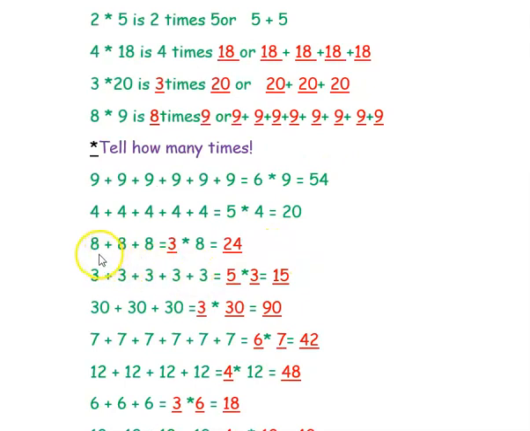Same way, the next number is 8. 1, 2, 3. So 8 is repeated 3 times. So we can write it as 3 into 8. And we know that 3 into 8 is 24.